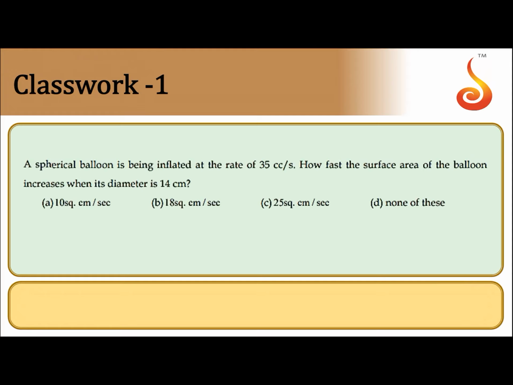The first one: a spherical balloon is being inflated at the rate of 35 cc per second. How fast does the surface area of the balloon increase? Surface area increases means dS by dt. I call it S. And balloon is inflated at the rate of cc means it's nothing but the volume. The change in volume is given to you, dV by dt, and dS by dt is how much when the diameter is equal to this one.